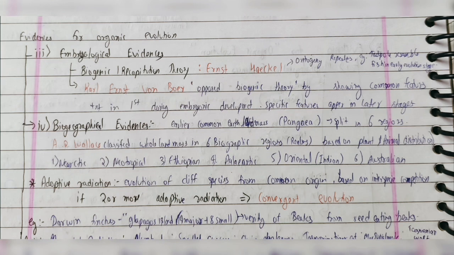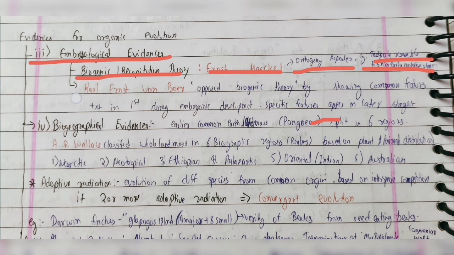After this, let's move on to our main topic, which is evidences for organic evolution. The third topic is embryological evidences. The first theory that came was the biogenetic or recapitulation theory based on embryological evidence by Ernst Haeckel, and he said that ontogeny repeats phylogeny, meaning a tetrapod resembles a fish in an early evolution stage.